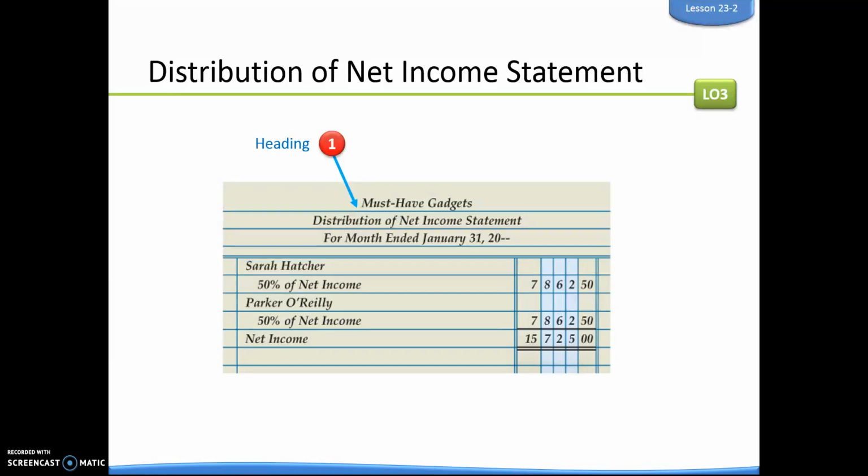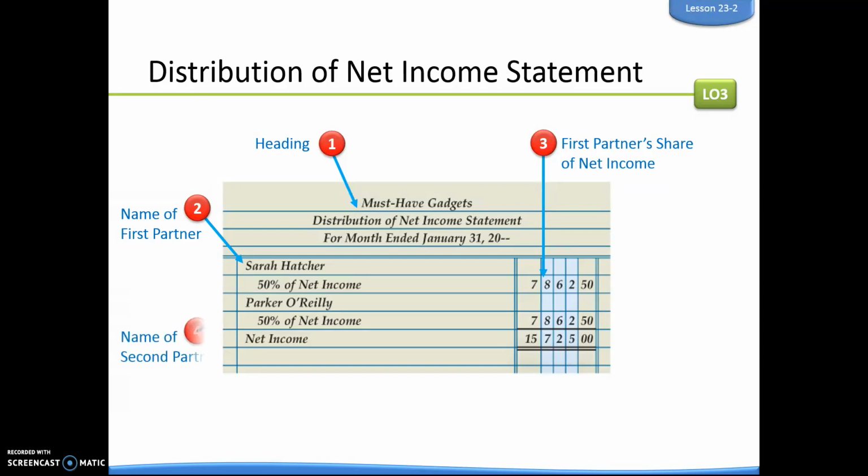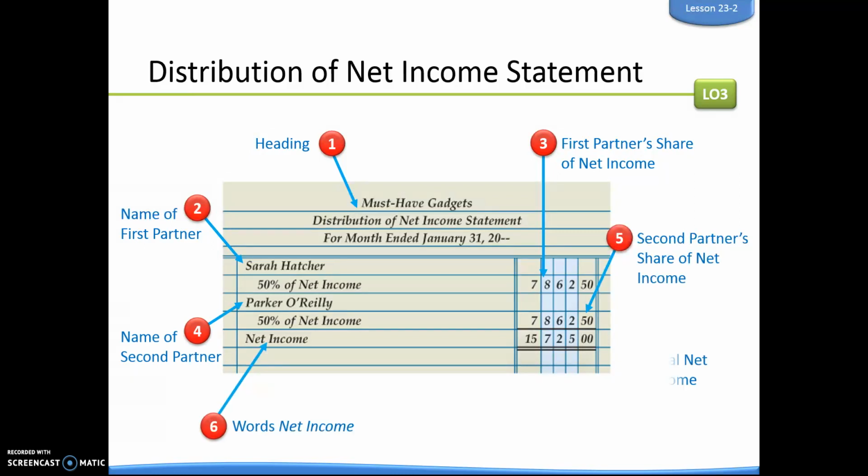We do have our normal heading, which is Must Have Gadgets. The statement is the distribution of net income, and again, it is for the month ended, just like our income statements are. We name the two partners, and then we talk about what percentage each partner has received for net income. So it was 50-50, and our total net income then is shown on the last slide.